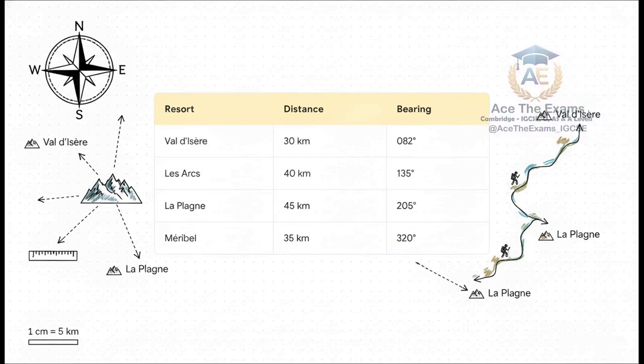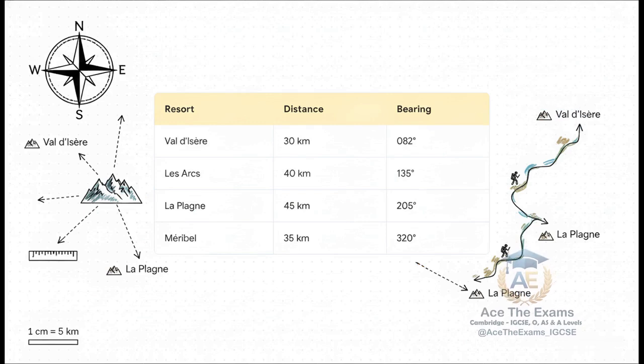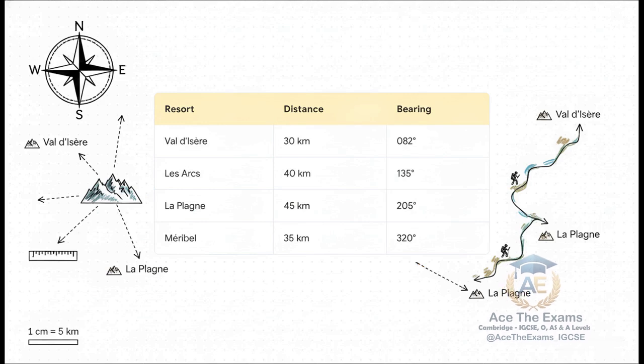If the question asks for the bearing of La Plonge from Val d'Isère, you can draw the line, measure the distance, and plot the journey straight to La Plonge without ever stepping off the mountain. Just remember, precision with your pencil and protractor is where the marks are won or lost here.